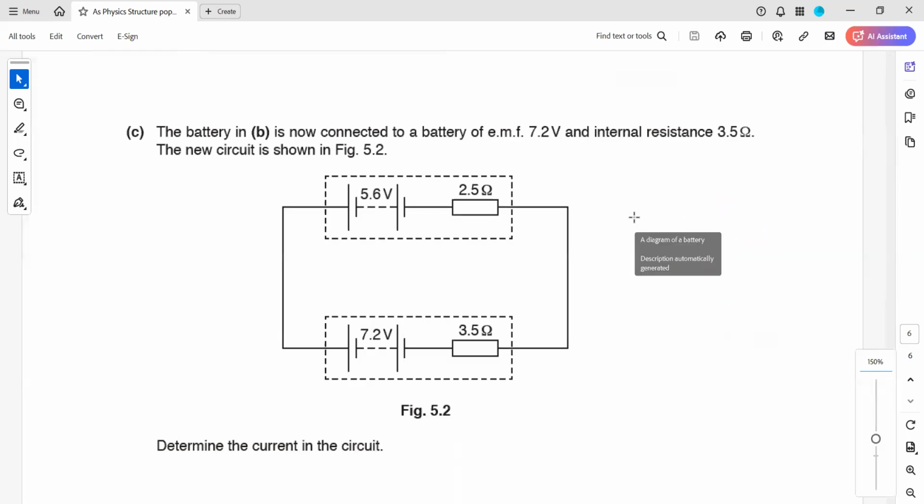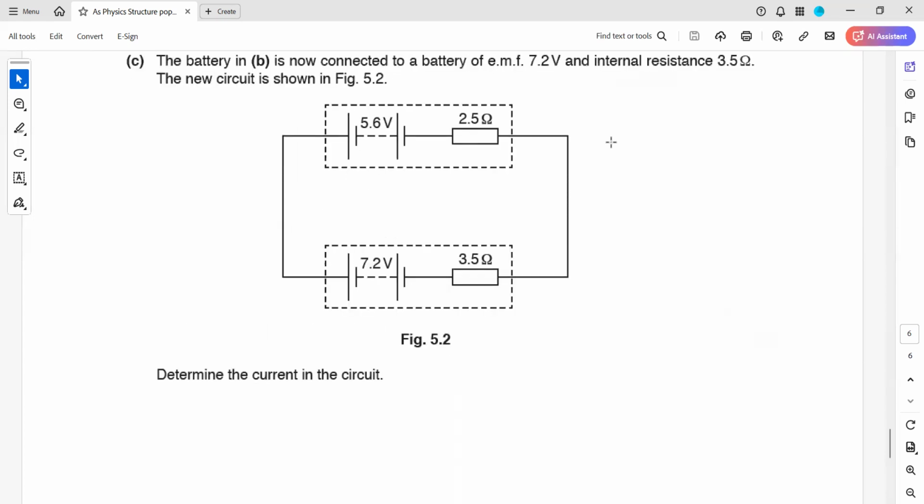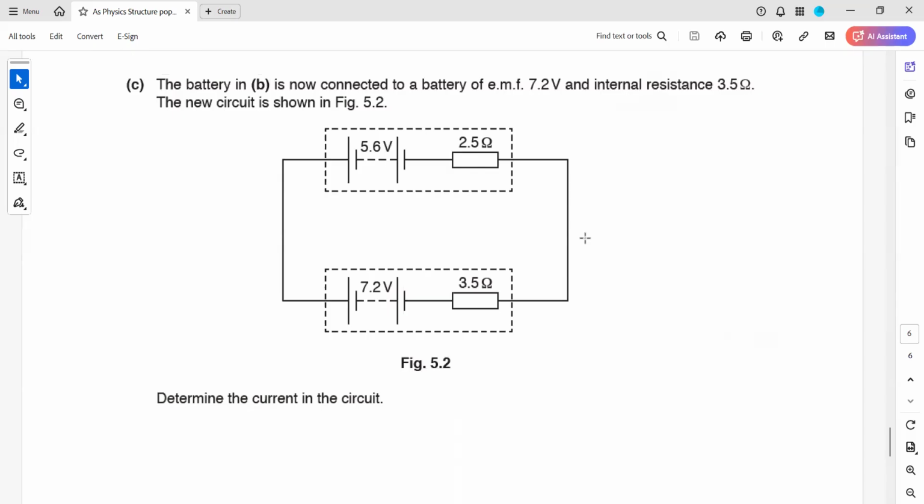The battery in B is now connected to a battery of EMF 7.2 volts. The internal resistance is 3.5. The new circuit is shown. Determine the current in the circuit. You can use Kirchhoff's law to work this out, or you can use the formula V equals IR, where V will be the total voltage, R will be the total resistance, and I will be the current. Both ways it will work.